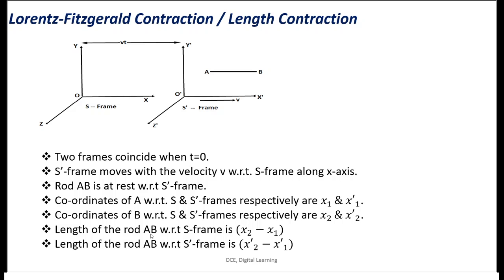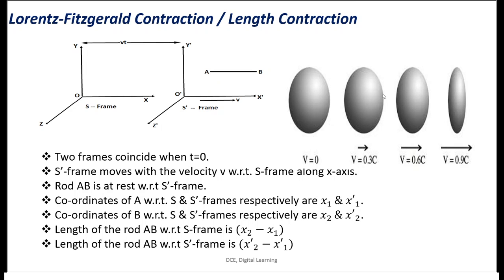Here, the length of the rod AB with respect to S frame is x2 minus x1, and the length of the rod with respect to S prime frame, which is at rest with respect to that frame, is x2 prime minus x1 prime.